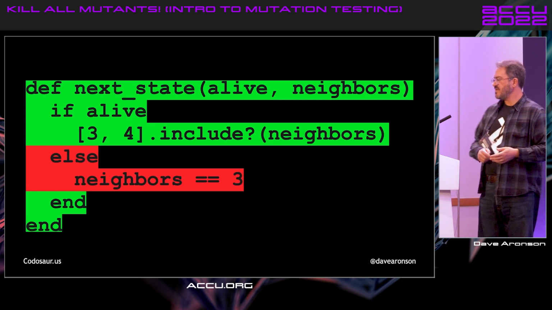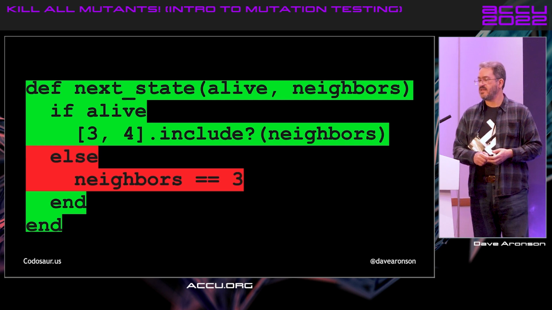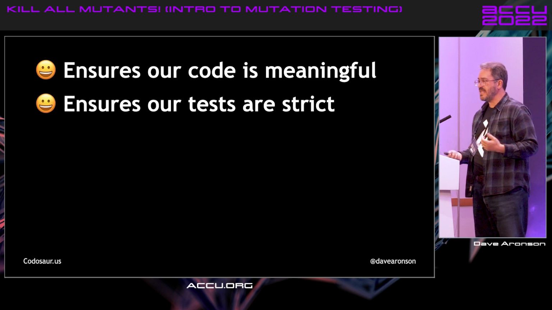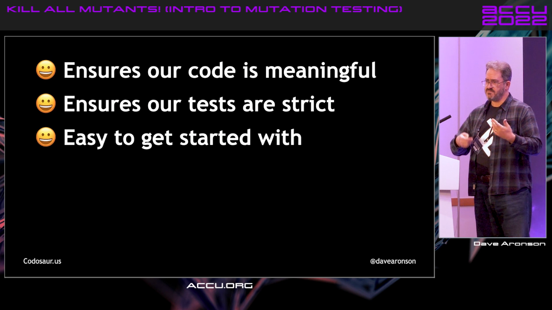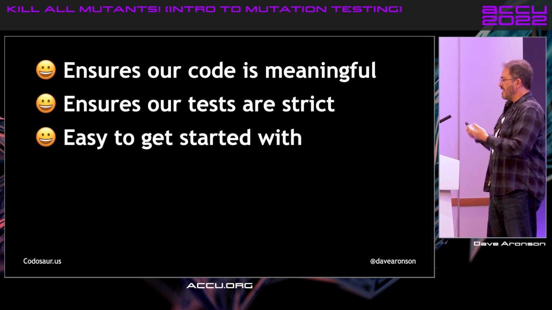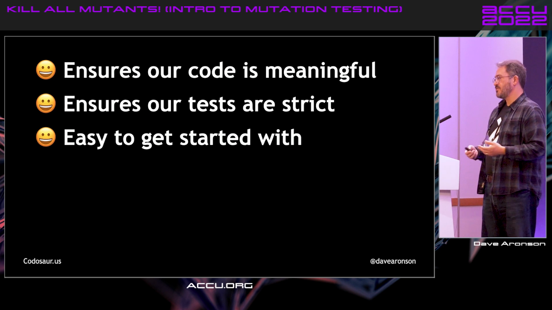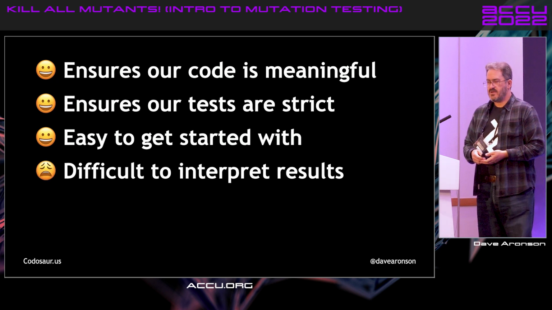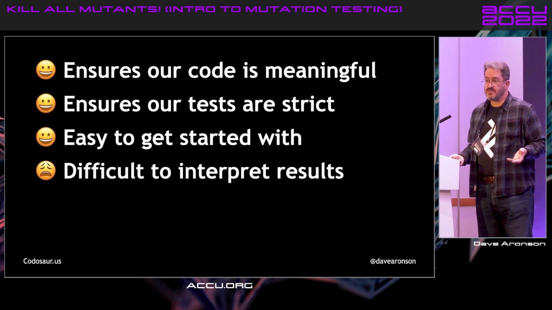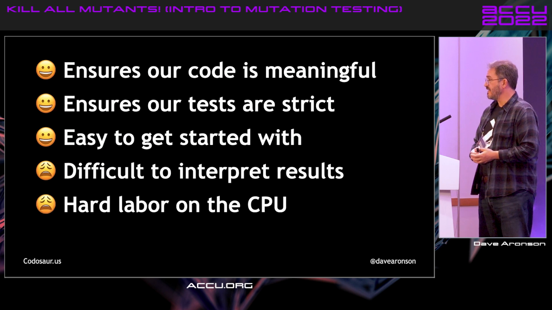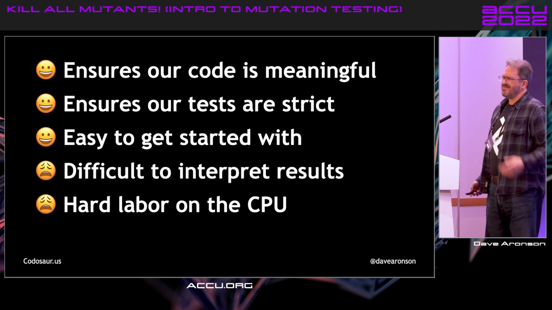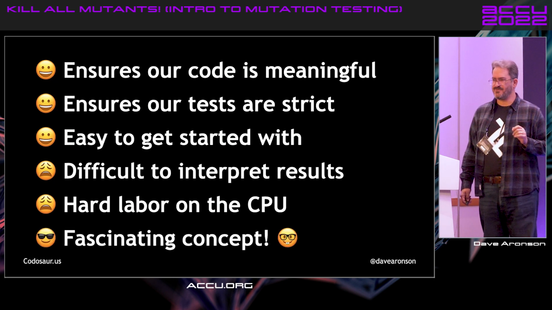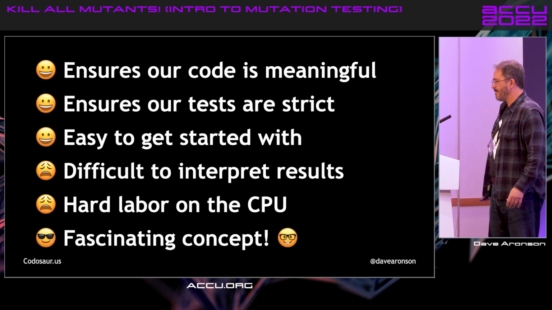To summarize at last, mutation testing is a powerful technique to ensure that our code is meaningful and our tests are strict. It's easy to get started with in terms of setting up most of the tools and annotating our tests if need be, which may be rather tedious, but at least it's easy. But it's not so easy to interpret the results, nor is it easy on the CPU. And even if these drawbacks mean it's not really a good fit for our particular projects at the moment, I still think it's just a really cool idea in a geeky kind of way.